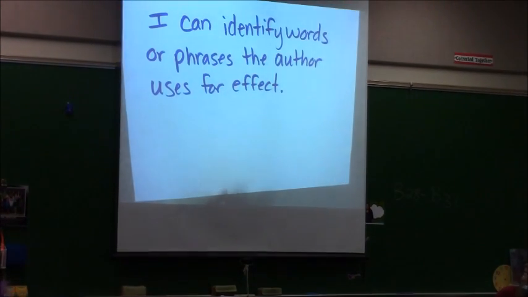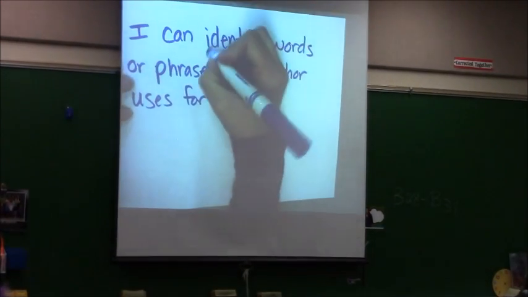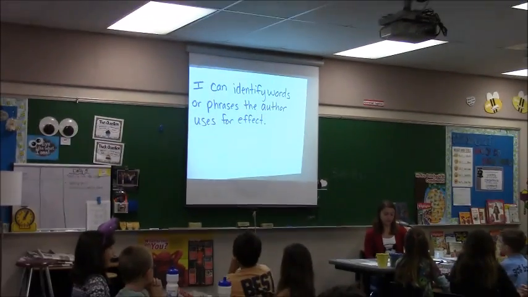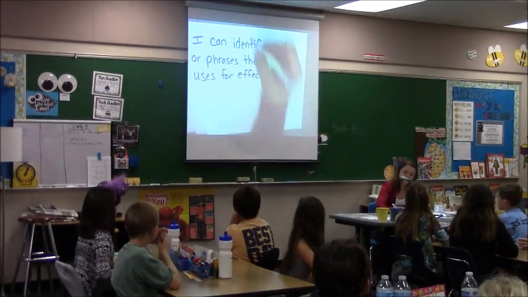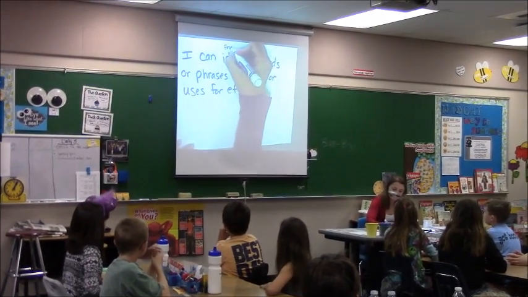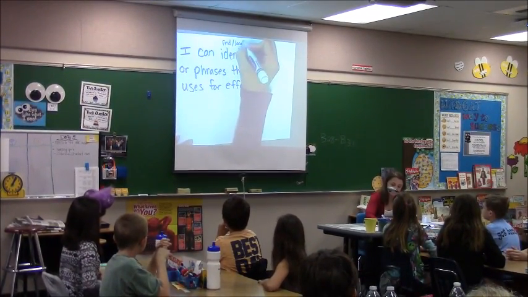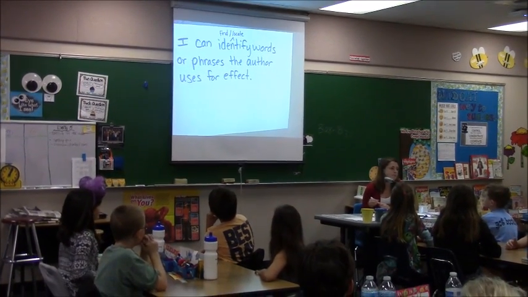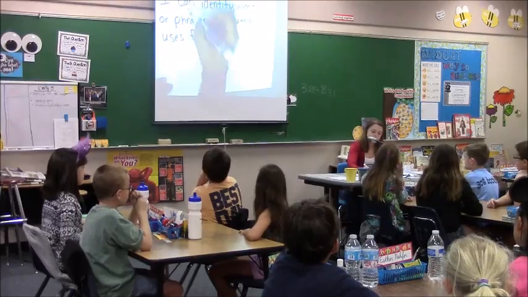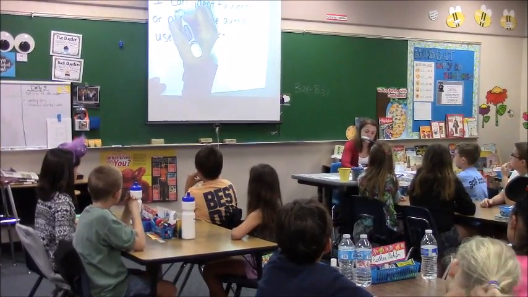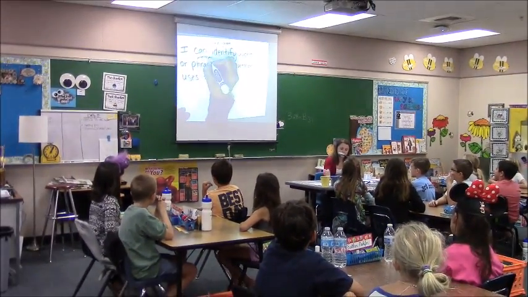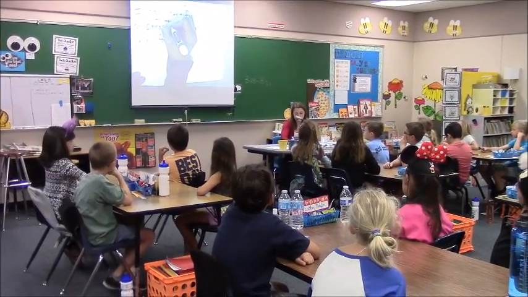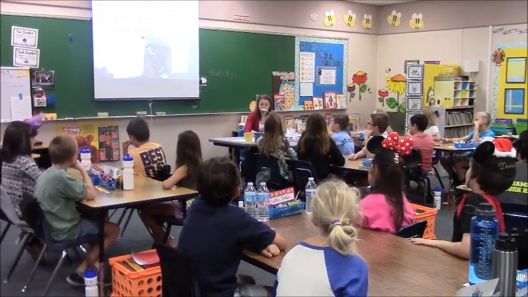I can identify words or phrases. What does identify mean? Find, figure out, locate. Identify, find, locate. Words or phrases. Phrases are what? Sentences, parts of a sentence. What you say. Words together. The author uses for effect.